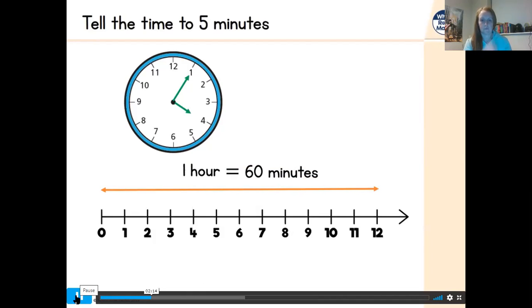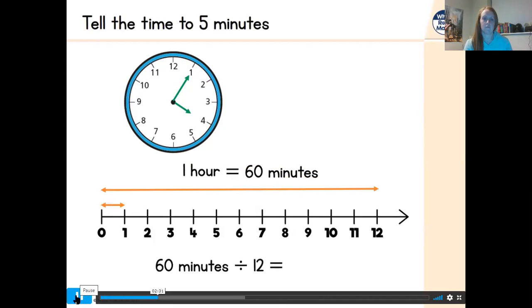We can see at the moment that our minute hand has travelled from straight up from the hour, it's travelled to the 1. It's travelled that distance. So it's not travelled 1 minute. But how far has it travelled?